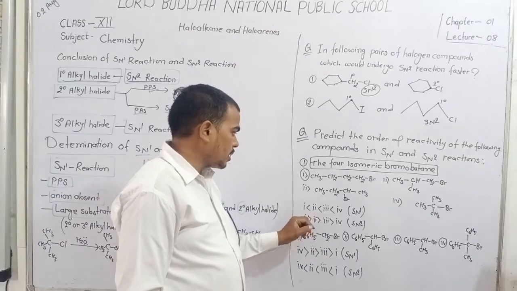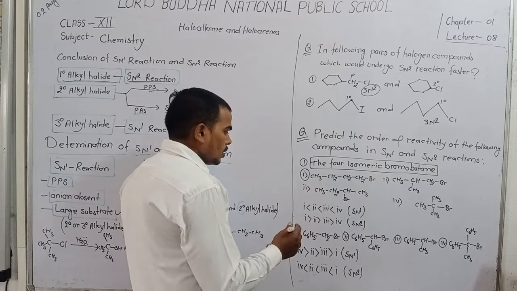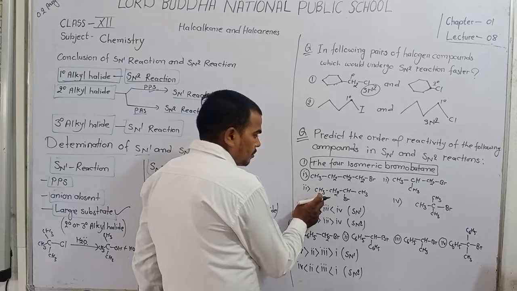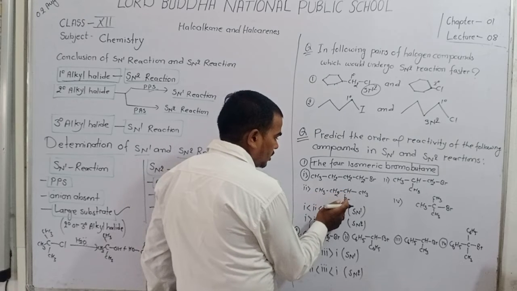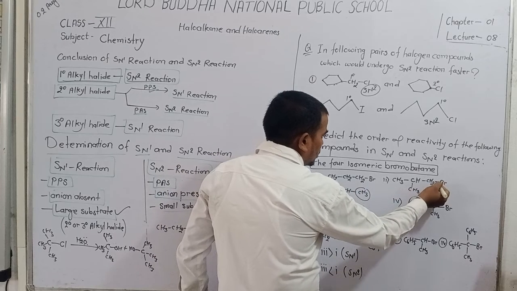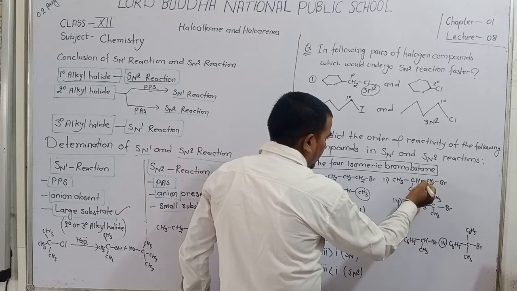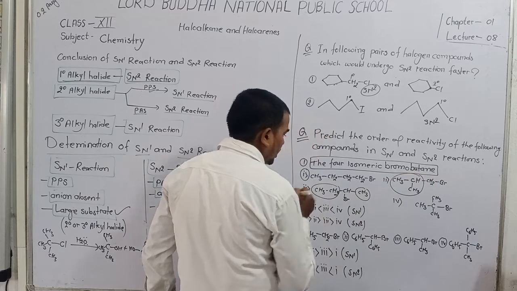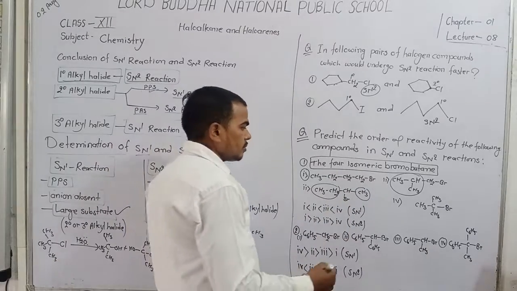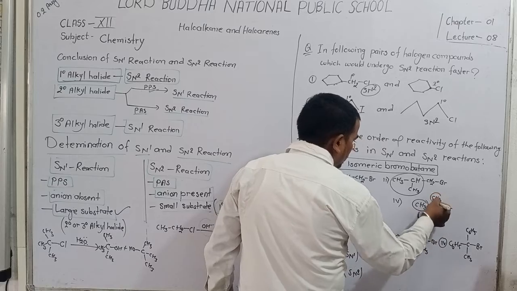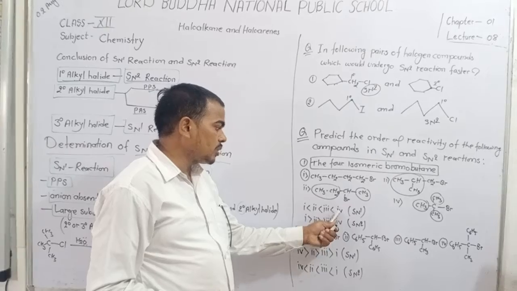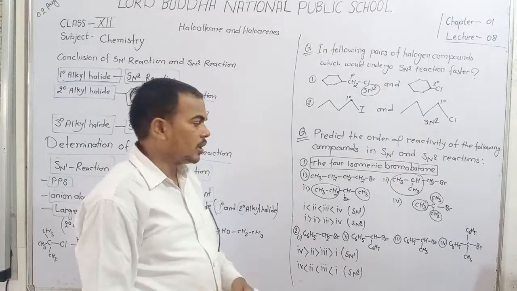And you observe here in the third, the carbon which joins with the bromine is attached with 2 alkyl groups. Here the carbon joined with the bromine is attached with one bulky group, but here 2 bulky groups are present. So we say that this is more reactive as compared to the second. But here the carbon is attached with 3 bulky groups, so we say that this is the bulkiest, the largest. So we say that this is the most favorable for SN2 reaction.